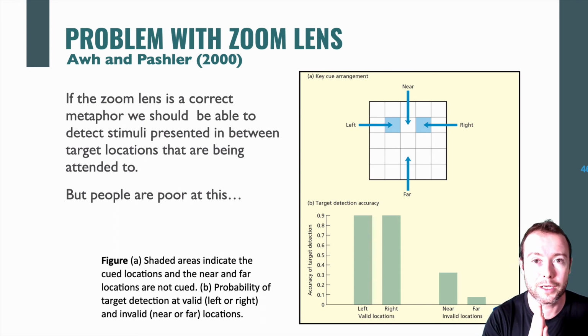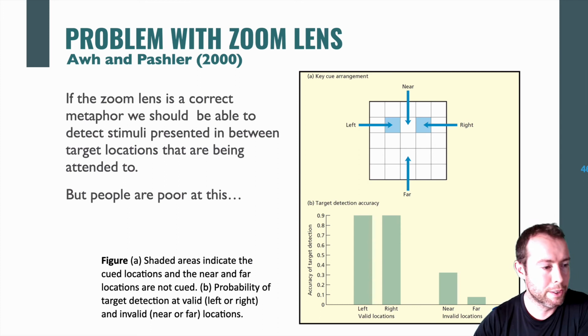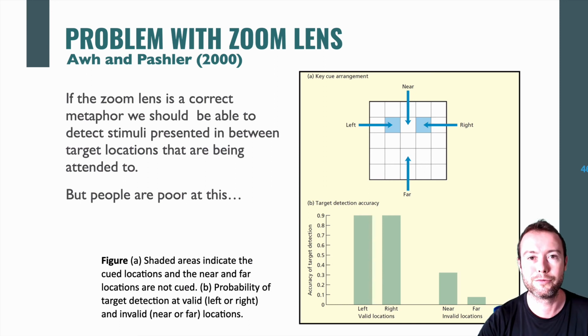So they took a nice methodology where there was a high probability that the target that you need to respond to would appear in either of these blue locations. So you've got one on the left and the right hand side. So again, on the majority of trials they're appearing in these two spots. So that would make sense. It would be efficient that you would direct your attention towards these two regions.